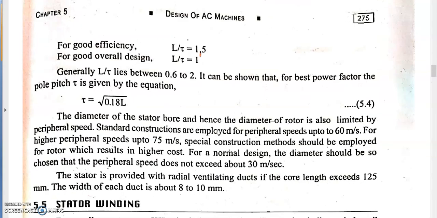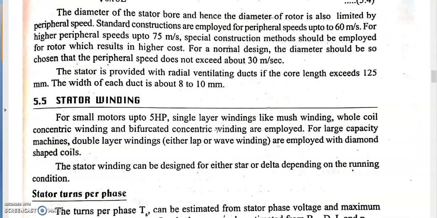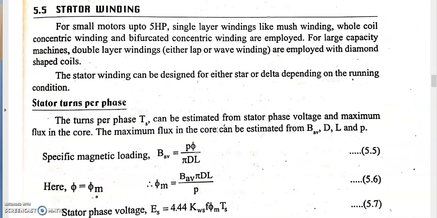So this is about the choice of specific electric loading and specific magnetic loading. The next topic we are going to discuss is the stator winding design and stator core design, and finally the air gap length in this video lecture. So stator winding design includes calculating the stator turns per phase and the area of cross section of the stator conductors.